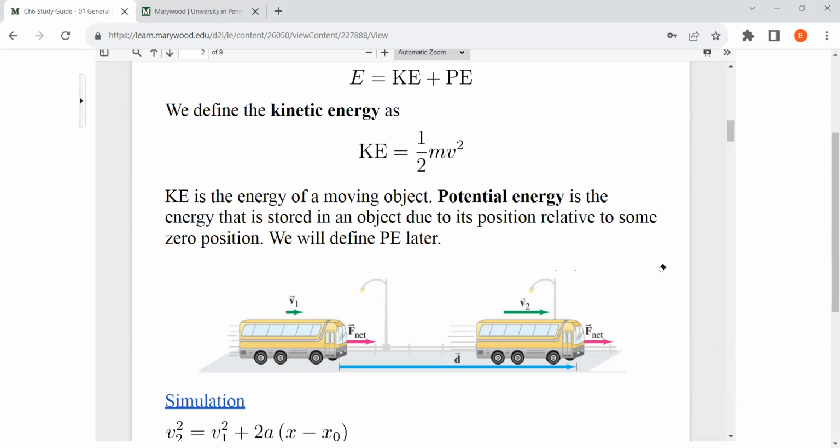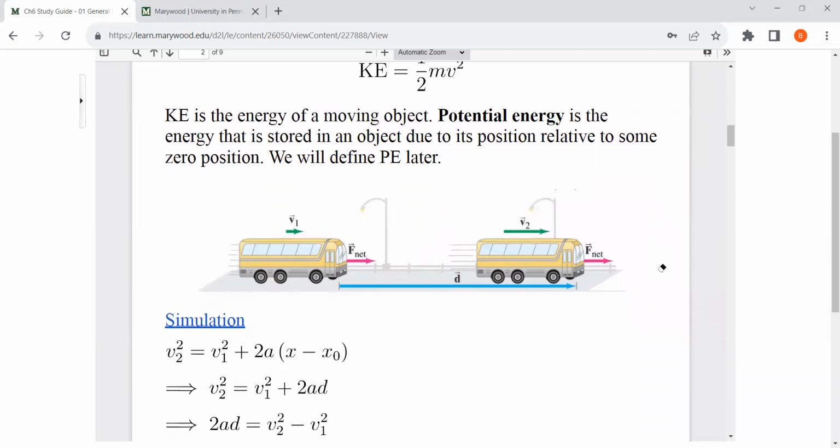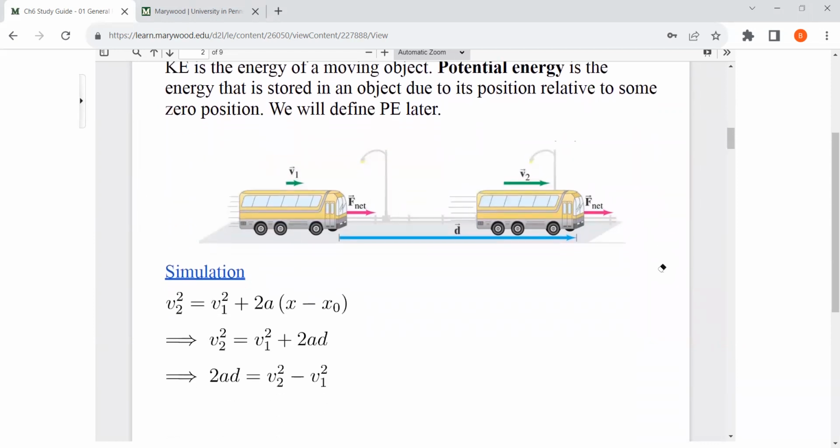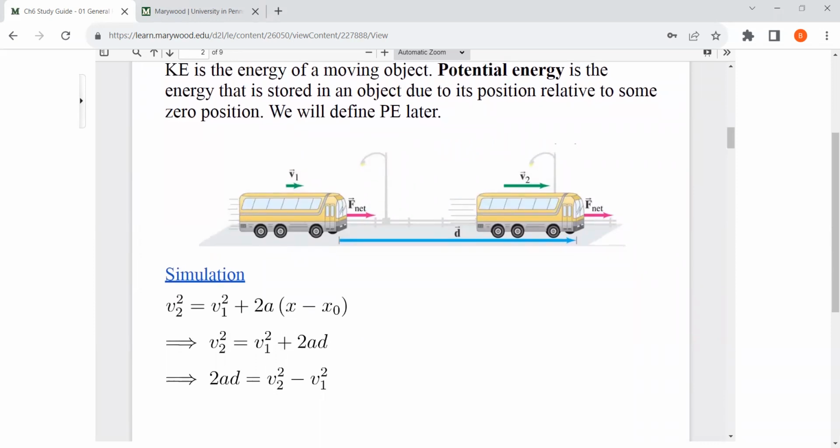Now I want to show you that work and kinetic energy are related. Work is somehow related to kinetic energy. I'm not saying it is equal, but somehow the work done is related to kinetic energy. So I'm going to show it. Here I derive the equation for how they are related, but I'm not going to derive it here. If you are interested, just go through it. I'm just showing it in a simulation.